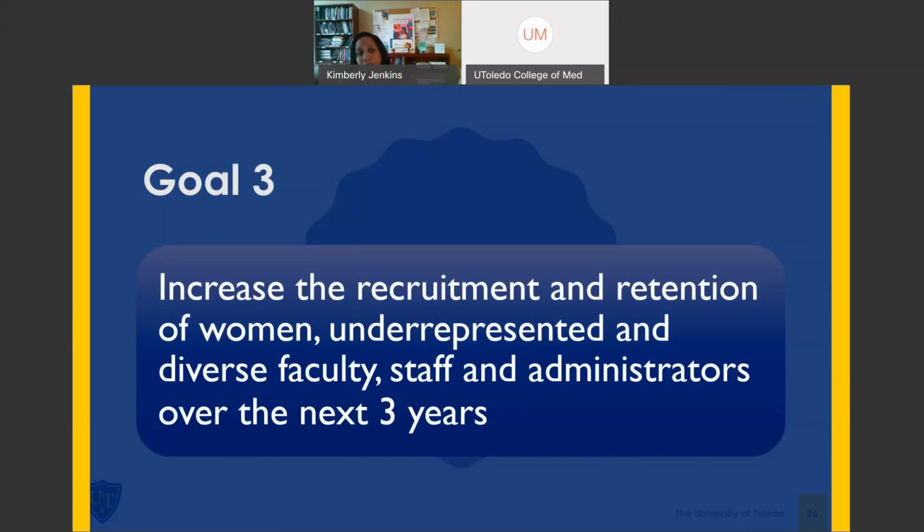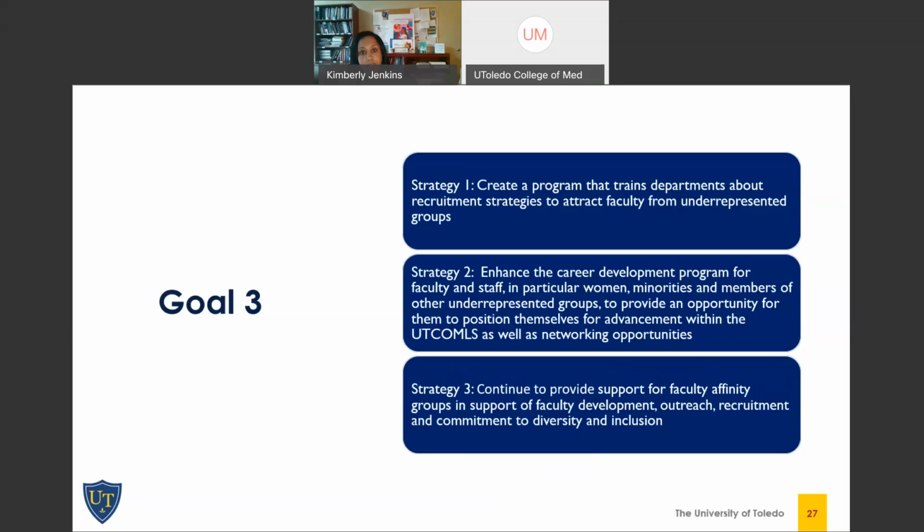And then that brings us to goal 3, which is to increase the recruitment and retention of women, underrepresented and diverse faculty, staff, and administrators over the next 3 years. And our first strategy here is really to create a program that trains departments on recruitment strategies to attract faculty for underrepresented groups. We've been working with the Office of Faculty Affairs and Development in ensuring that we have enhanced mentoring opportunities for new faculty and career development for underrepresented groups.